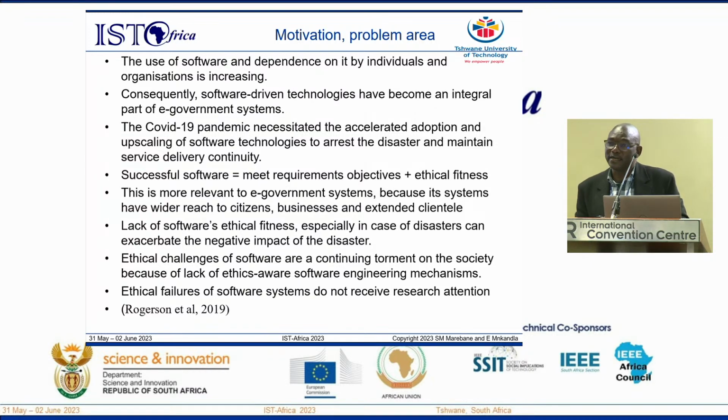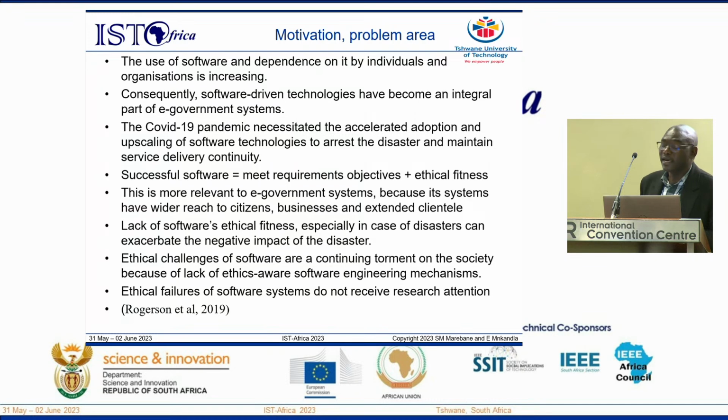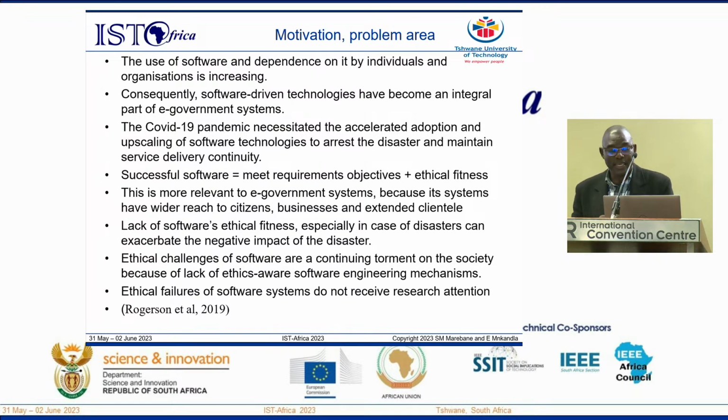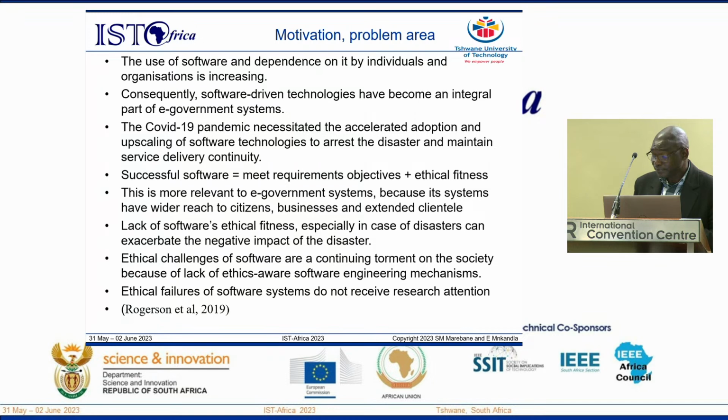And when you look into literature, it's unfortunate that the ethical challenges of software are a continuing torment on society. People talk about ethics in artificial intelligence and so forth. And some researchers suggest that to deal with this, we need to have ethics-aware mechanisms in software engineering. It doesn't matter what domain it is, whether it's in AI or whatever, but as long as there's involvement of software development, we need mechanisms to ensure that the software developed is aligned with ethics.